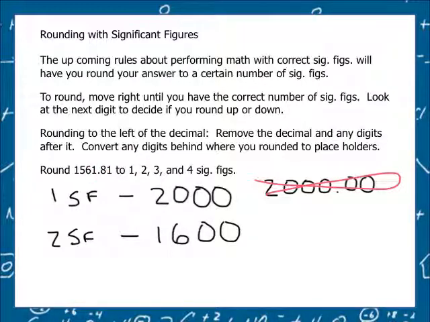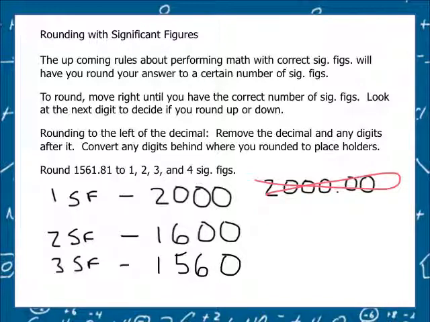3 significant figures, 3 sig figs. My 3 sig figs are the 1, the 5, and the 6. I'm going to look at the 4th one, not going to keep it, but it informs the rounding of the one that I am going to keep. 1 does not round up, so I'm going to have 1, 5, 6, and just one placeholder 0.